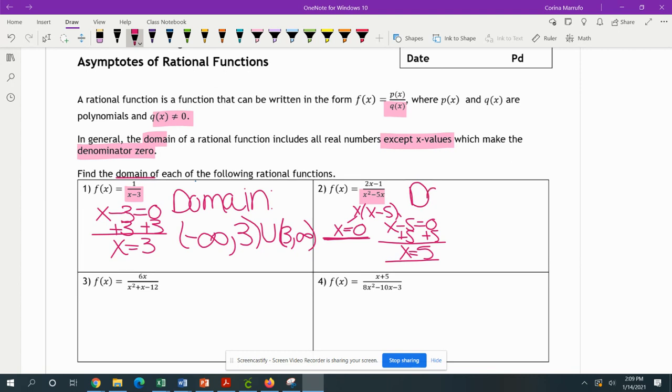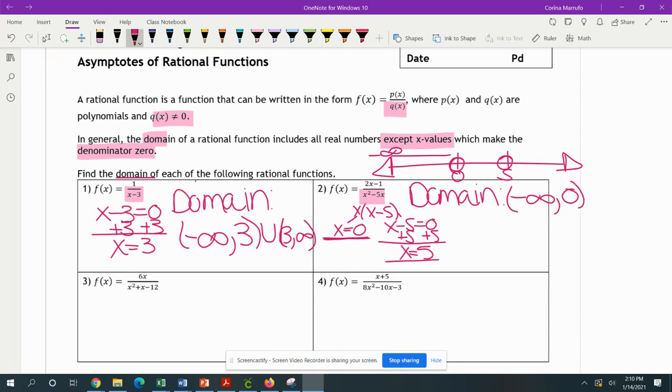So for the domain, okay, you have to think kind of like a number line here. It goes from negative infinity, 0 comes first, and then we have 5 here. So you're going to have undefined here, okay? Your graph is not going to touch at those numbers. So we go from negative infinity to 0. Our domain will be negative infinity to 0. It doesn't touch negative infinity, it doesn't touch 0.